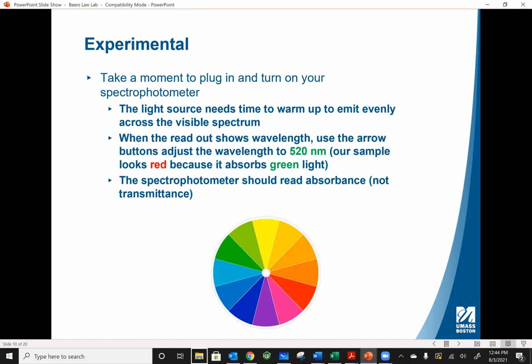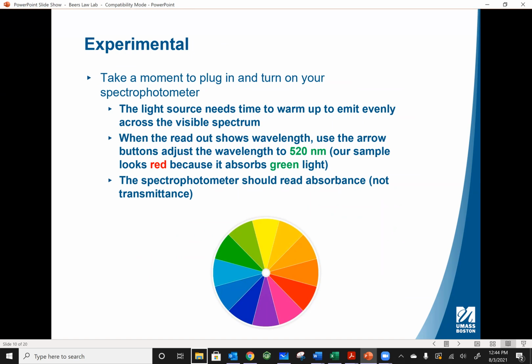Okay, so in the experiment, we're using a spectrophotometer. Because we are using a solution that is red, the solution looks red because it is absorbing green light. So because we know that our solution is absorbing green light, we want to make sure that we set the wavelength to a wavelength that is in the green area of the visible spectrum. So we are going to be using the wavelength 520 nanometers.